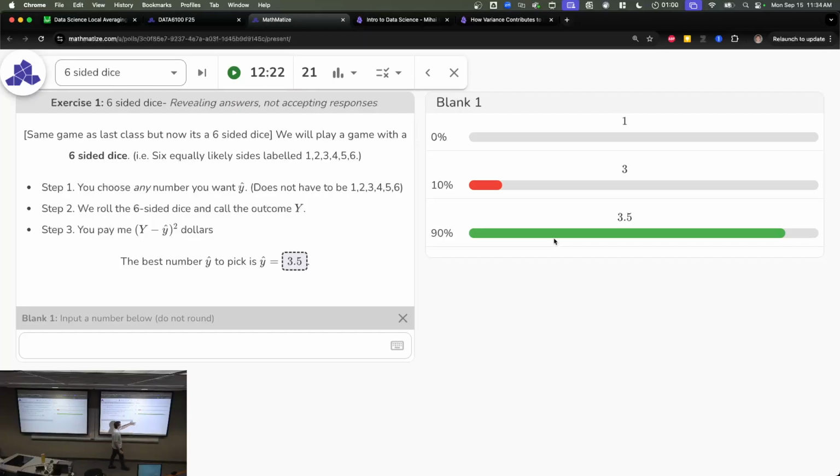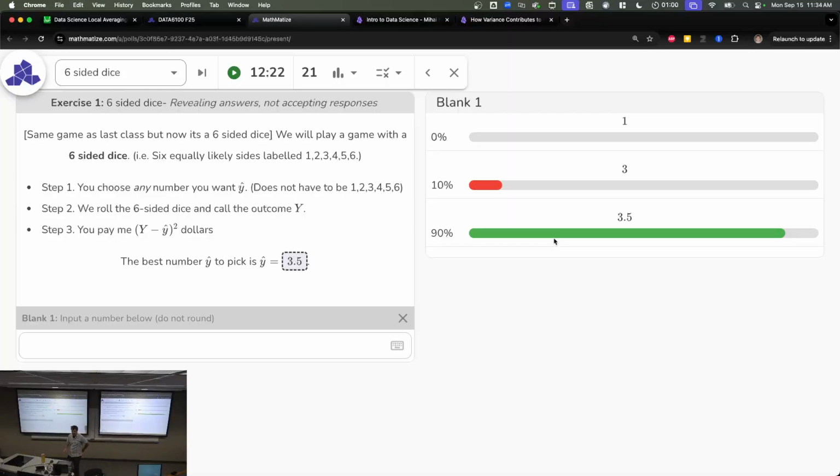The problem with picking 3 is that when the dice comes up 1, you owe a little bit less money. But when the dice comes up 6, which happens about as often as it comes up 1, you owe even more money. So 3.5 is the balance point where you're managing the worst-case scenario. You're being fair to all the possible outcomes, whereas 3 is not as good as 3.5 because 3 is further away from the big numbers like 6.